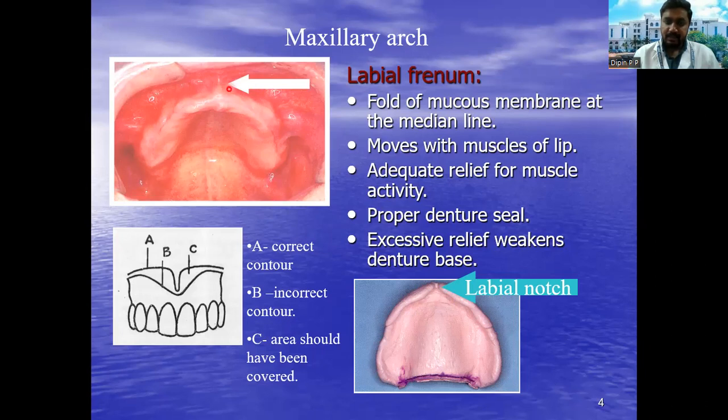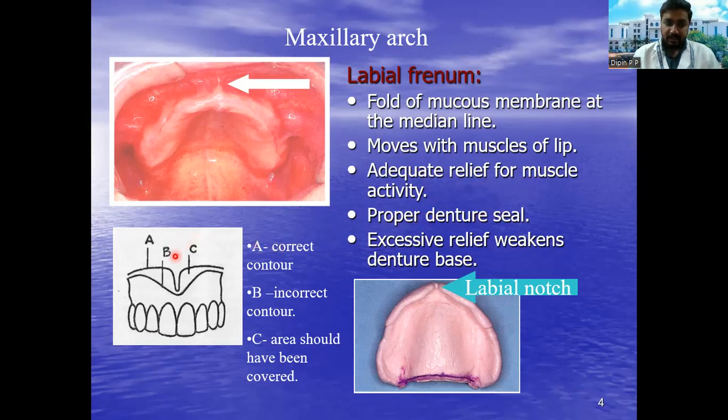The clinical significance of this labial frenum is that when we are fabricating a complete denture, if proper relief is not given for the labial frenum, or posteriorly for the buccal frenum, then during mastication or speech it will cause movement of the labial frenum and result in dislodgement of the denture. So in order to get a proper seal and a retentive denture, we have to give a proper relief in the complete denture or the partial denture which is replacing an anterior tooth. Adequate relief should be given for the muscle activity and for a proper denture seal.